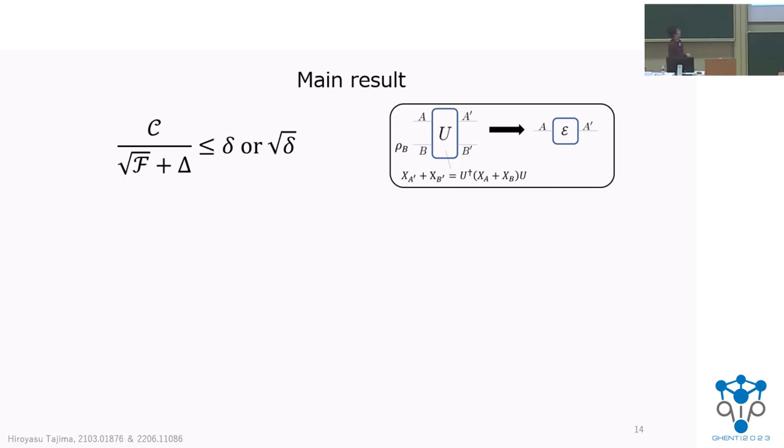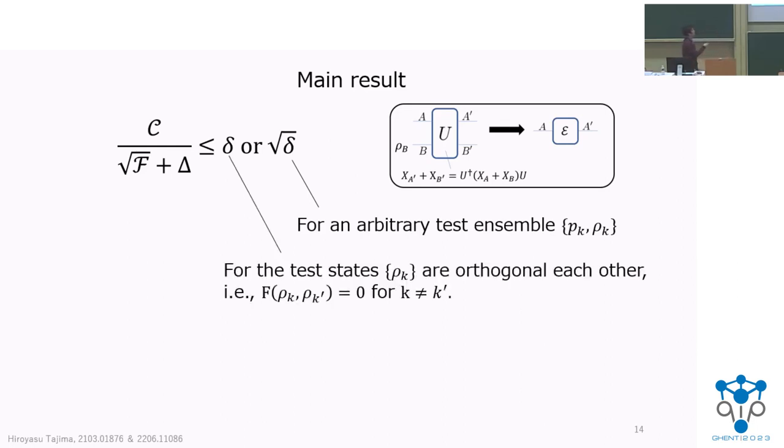Now let's see our main result again. There are two terms in the right hand side, and this square root delta is always valid for an arbitrary test ensemble, and delta is valid for test ensembles whose test states are orthogonal to each other. I mean, the fidelity between rho_k and rho_k' is equal to zero whenever k is not equal to k'.